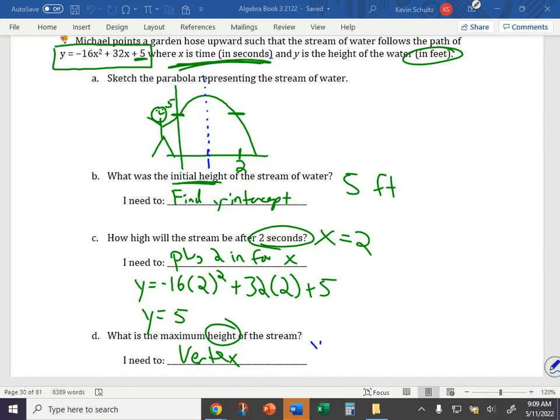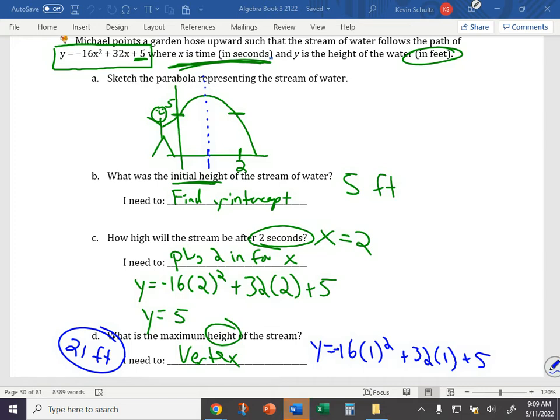Plug it into the equation. So y equals negative 16 times 1 squared plus 32 times 1 plus 5. Oh, I put positive 16. Negative 16, that'd be helpful. Okay. And what do we get? Sophie? 21. Okay. So the maximum height of the stream is 21 feet.